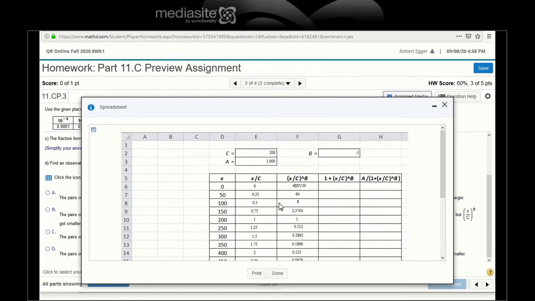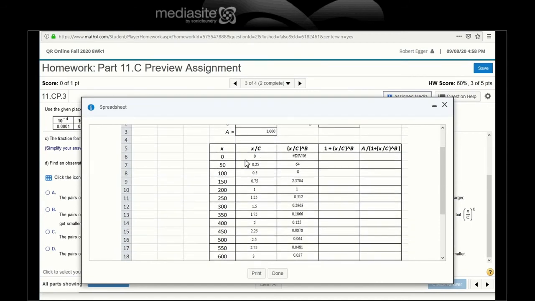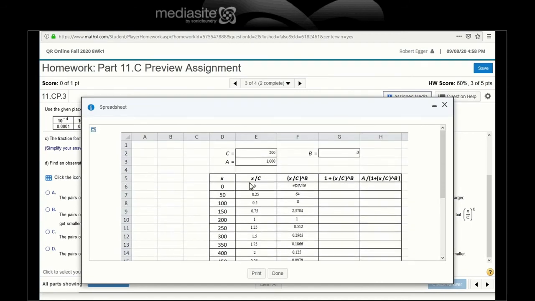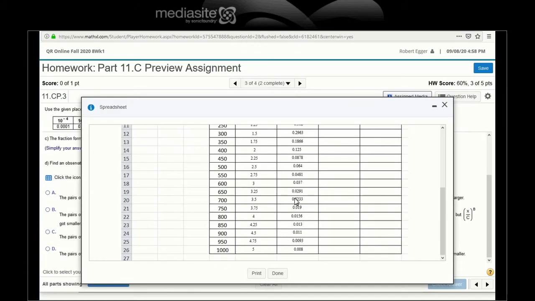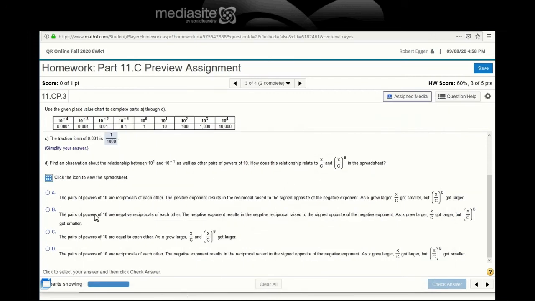That's what I saw. Oh, actually, yeah. X over c got larger. Okay, that doesn't hold up. Not A. The pairs of powers of 10 are negative reciprocals. As x grew larger, x over c got larger, but x over c got smaller. That has possibilities.